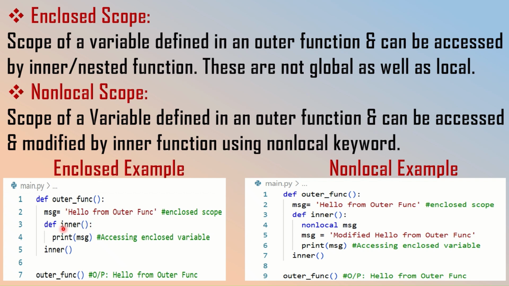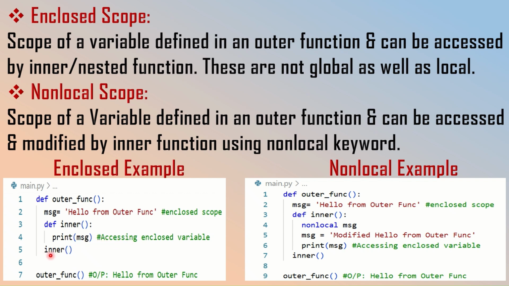After I declare this inner function, I call this inner function, and I am done with the outer function statements. Finally, I call the outer function. Whenever I call the outer function, it starts its execution. Inside this function, it assigns the value to the message variable in the enclosure scope, and it invokes the nested function. In this nested function we have a print statement. It will access the message value from the outer function and then print out that value.